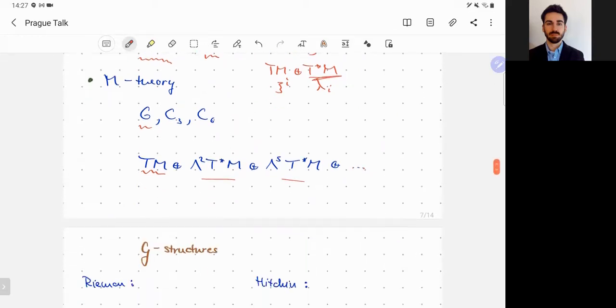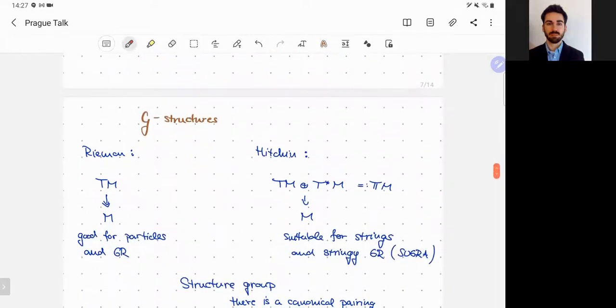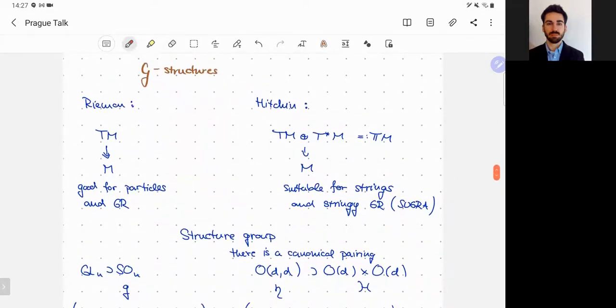Okay, so I'll go on. I was just going to make a little digression here about G structures, which is probably something you all know better than me, pointing out that there was this TM over M in Riemannian geometry, natural underlying the theory of particles and the usual GR. And TM plus T star M over M is the stringy and sugra setup, and we can see these as associated bundles of some different structure groups, and that's what will play a role later.